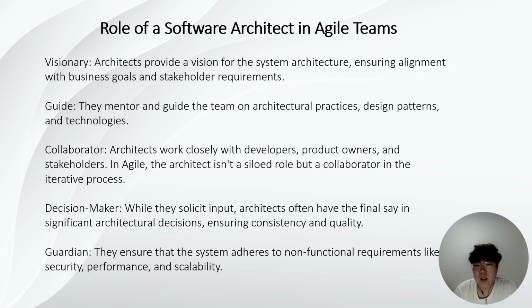In Agile, the architect isn't an isolated role but a collaborator in the iterative process. Decision maker. While they solicit input, architects often have the final say in significant architectural decisions, ensuring consistency and quality. Guardian. They ensure that the system adheres to non-functional requirements like security, performance, and scalability.